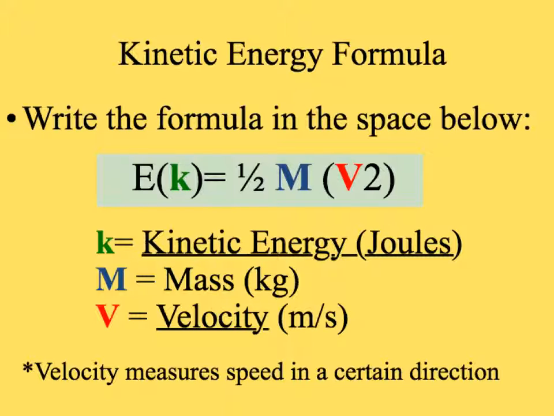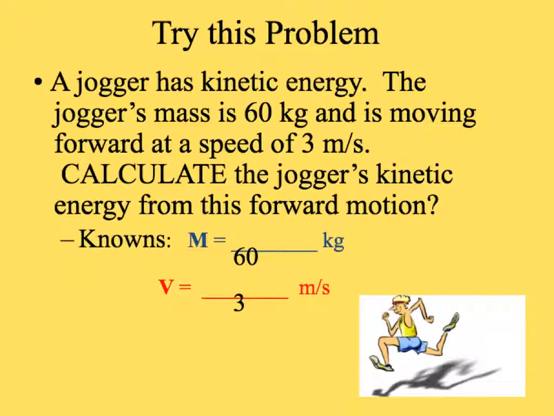The other important variable to know is the mass of the object. Mass is measured in kilograms. The last variable in this problem is energy, which is measured in something called joules. Now, we need to know the formula for kinetic energy in order to practice.